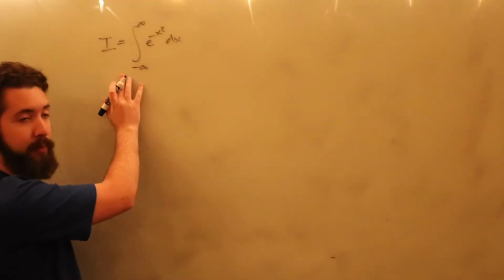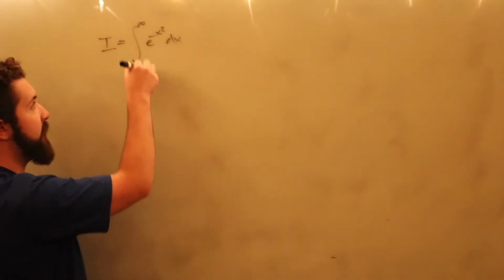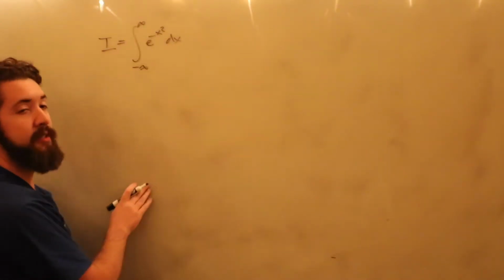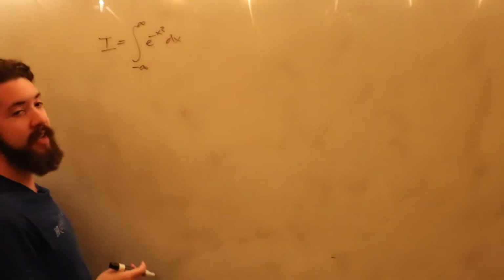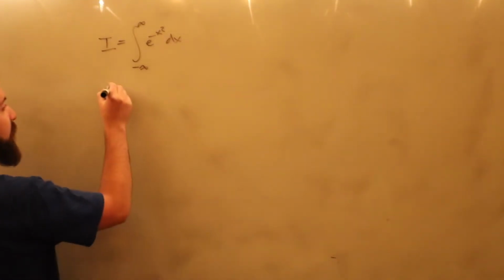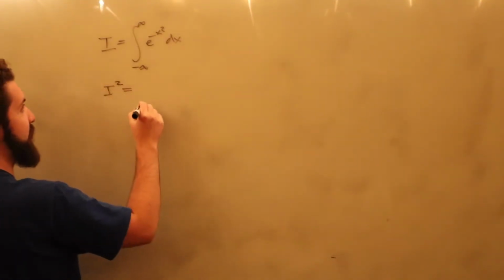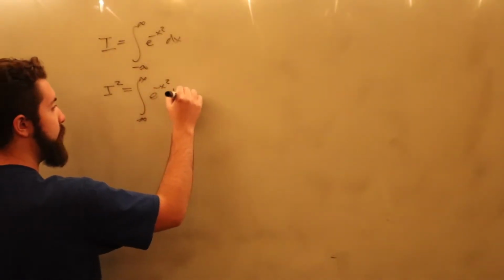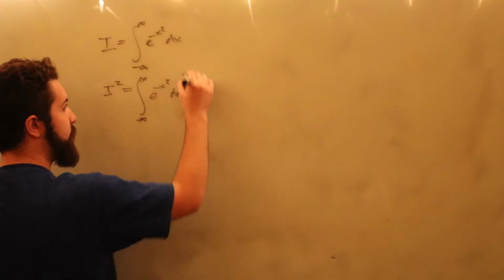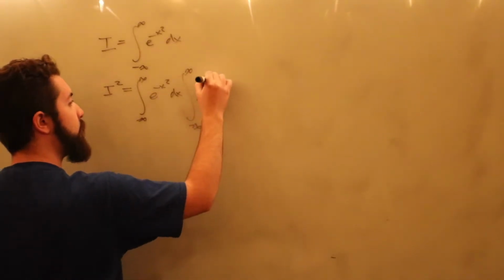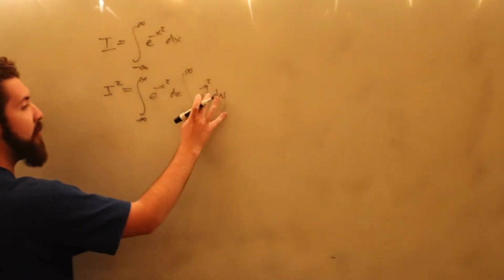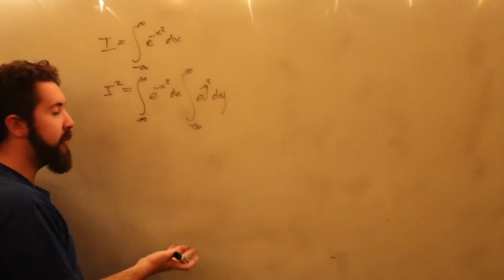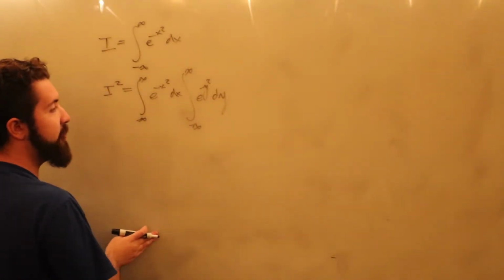So this is going to be the area under the bell curve, this integral from negative infinity to infinity, and I'm just calling it I, it's some number. Now, the cute trick here is that I squared is equal to 2 of these multiplied together, where here I'm using y instead of x because it's just a variable of integration, so it doesn't matter what I use.